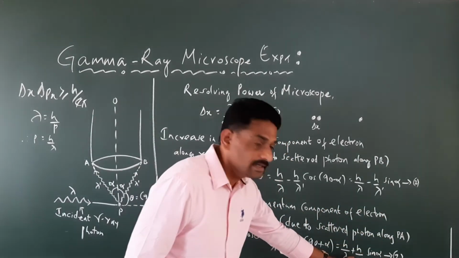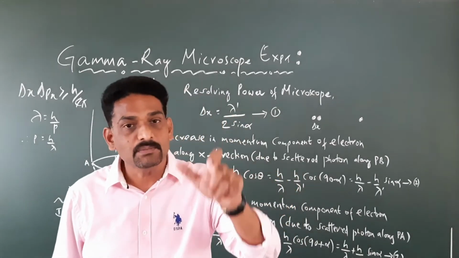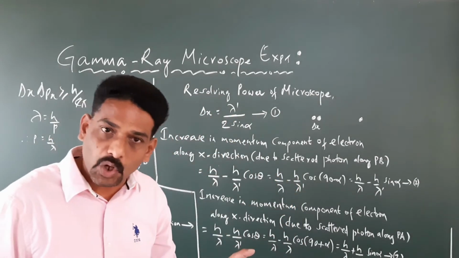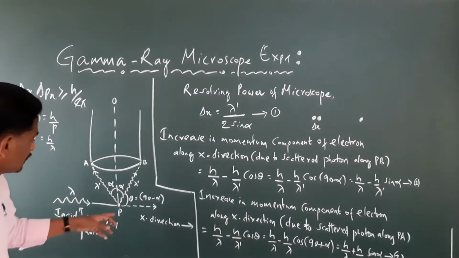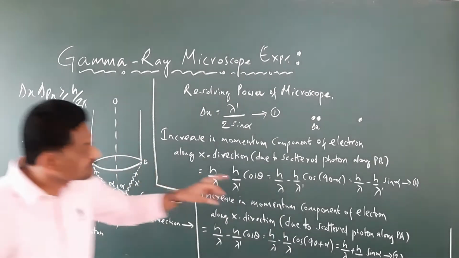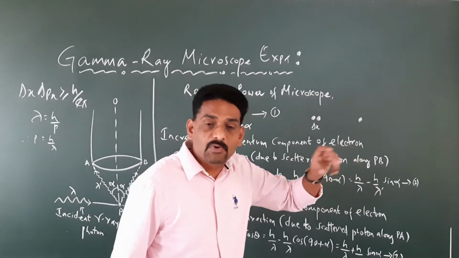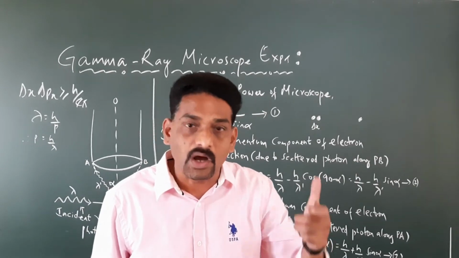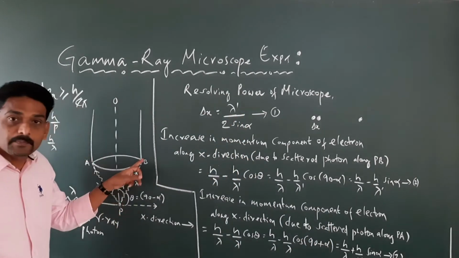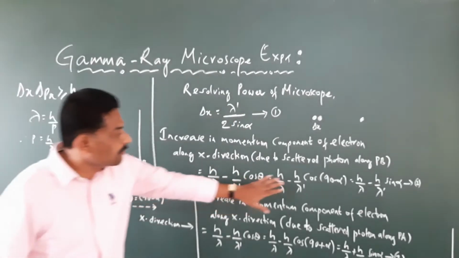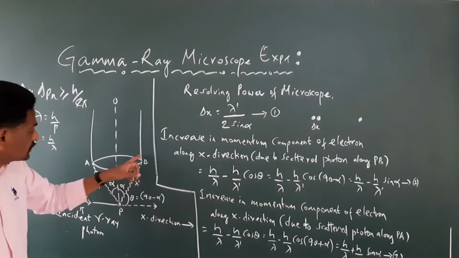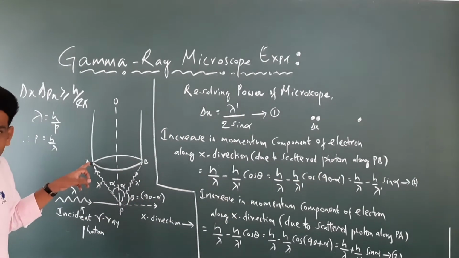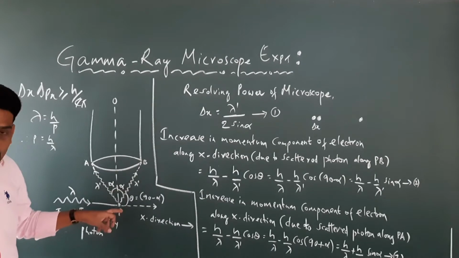What is this? This is the increase in the momentum component of the electron along the direction PA. So now we know the momentum value along this direction as well as this direction. So why do we calculate these two?